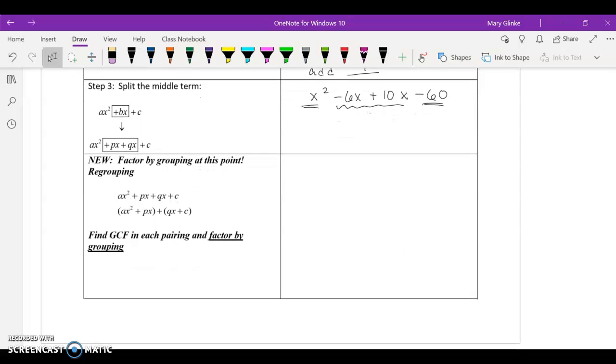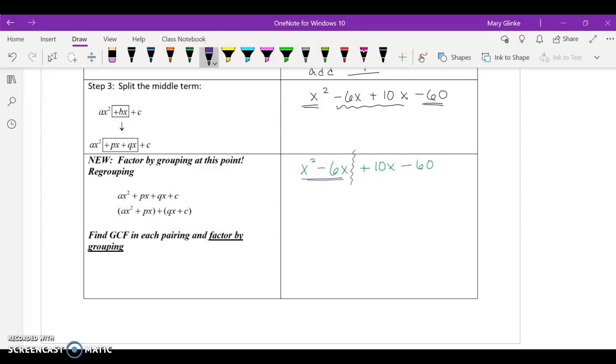So here is the new part. Okay, so I'm just going to rewrite my problem one more time. x squared minus 6x plus 10x minus 60. Here's what we're going to do. We're going to cut this exactly in half. So we have two terms on the front and two terms after that.